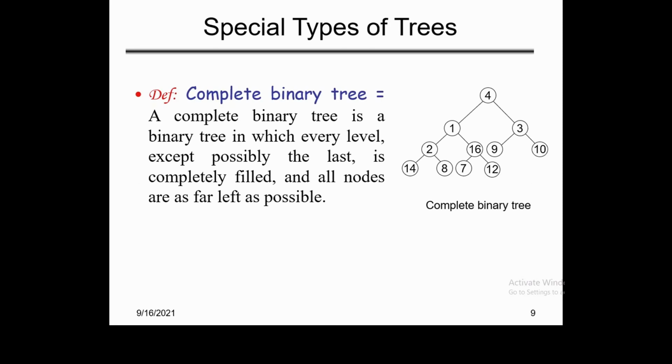Before starting this, I would like to explain these concepts first. A complete binary tree, you all know the definition. It is a binary tree in which every level, except possibly the last level, is completely filled, and all the nodes are as far left as possible. If this kind of structure is there, then it is a complete binary tree.